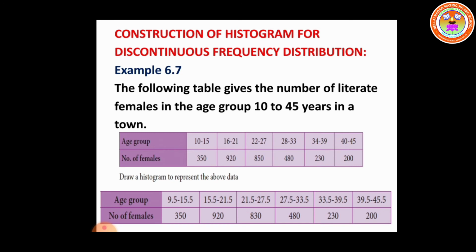16 to 21 becomes 15.5 to 21.5. 22 to 27 will become 21.5 to 27.5. 28 to 33 will become 27.5 to 33.5. 34 to 39 will become 33.5 to 39.5. 40 to 45 will become 39.5 to 45.5. And the frequency will be the same. Let us draw the histogram.